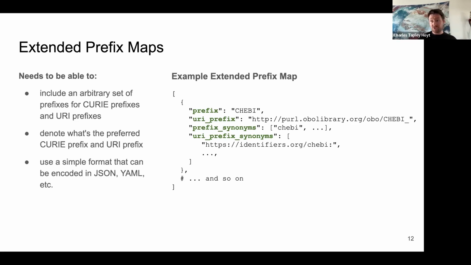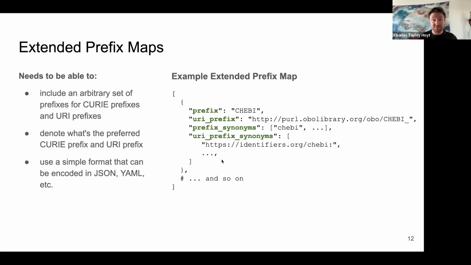The idea is, rather than just having a simple dictionary, we're going to have a list of data structures that contain a little extra information. For each prefix and URI prefix, like this one for ChEBI, we can include some extra prefix synonyms and some extra URI prefix synonyms, potentially several. It's still important that this data structure denotes the preferred curie prefix and URI prefix. Here, this is capitalized ChEBI, and this is also using the OBO PURL.